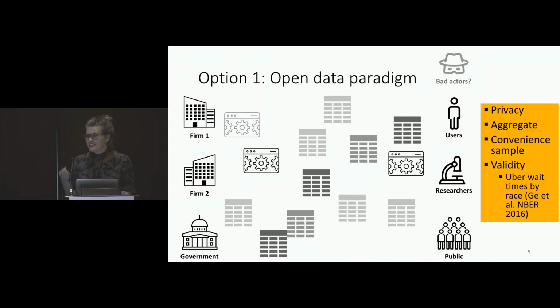It can also be very difficult to validate the data that firms proactively share. For example, Gay et al. found a discrepancy between data provided by Uber's API and field data collected by the research team with respect to customer wait times by race.